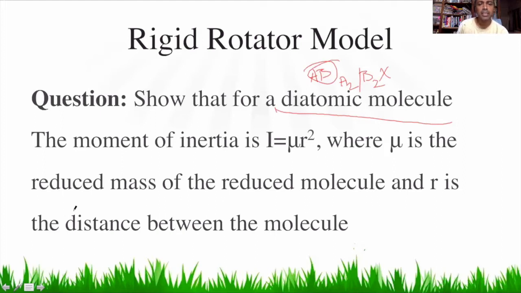So let's take the example of the diatomic molecule. Here the moment of inertia is given by I equal to mu r square. You have to prove that the moment of inertia is mu r square. What does I represent? It's the moment of inertia. What is the representation of mu? It's the reduced mass. And r is the radius of the molecule. So let's discuss it.